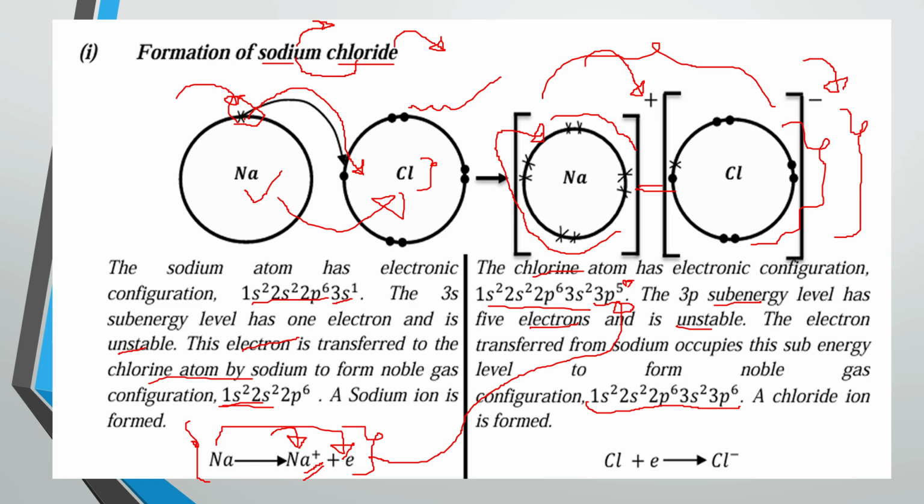But since it has gained an electron, it becomes the chloride ion. And we simply say that this electronic configuration represents the chloride ion. And we write an equation to represent what you have written in the structure above, showing that the chlorine atom is gaining an electron to form the chloride ion.